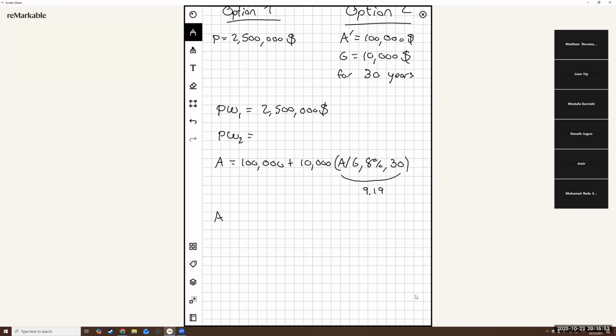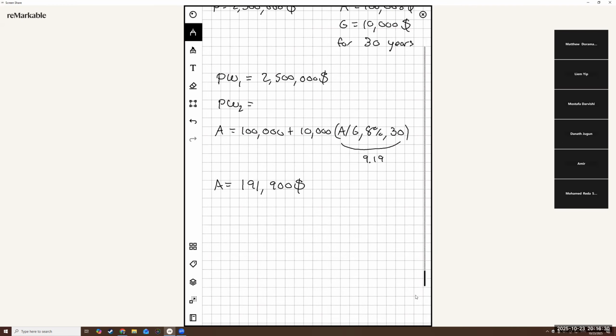Okay, let's do the calculation now. 9.19 times 10,000 plus 100,000 is $191,900. This is the equivalent annuity. So if you're receiving $100,000, increasing by $10,000 for 30 years, it's just the simple equivalent of receiving $191,900 every year for 30 years.